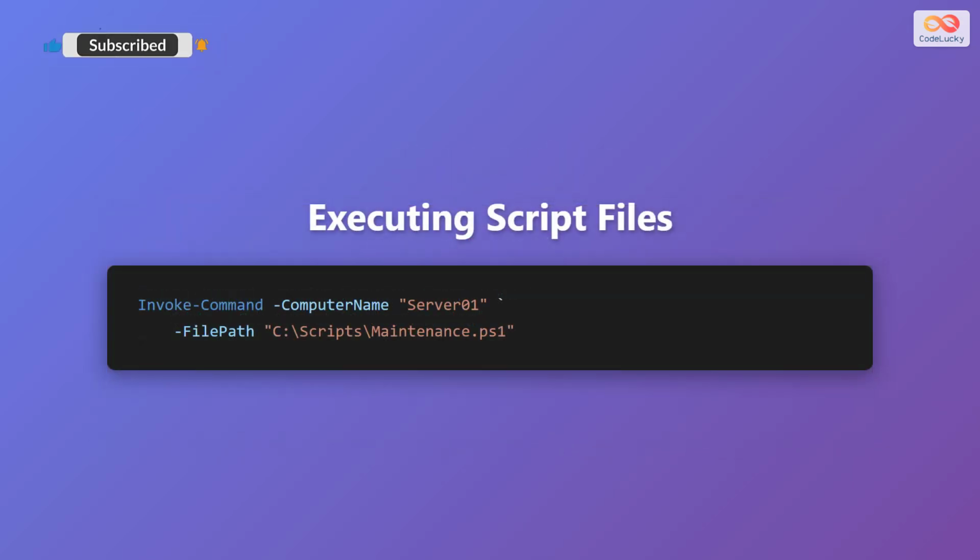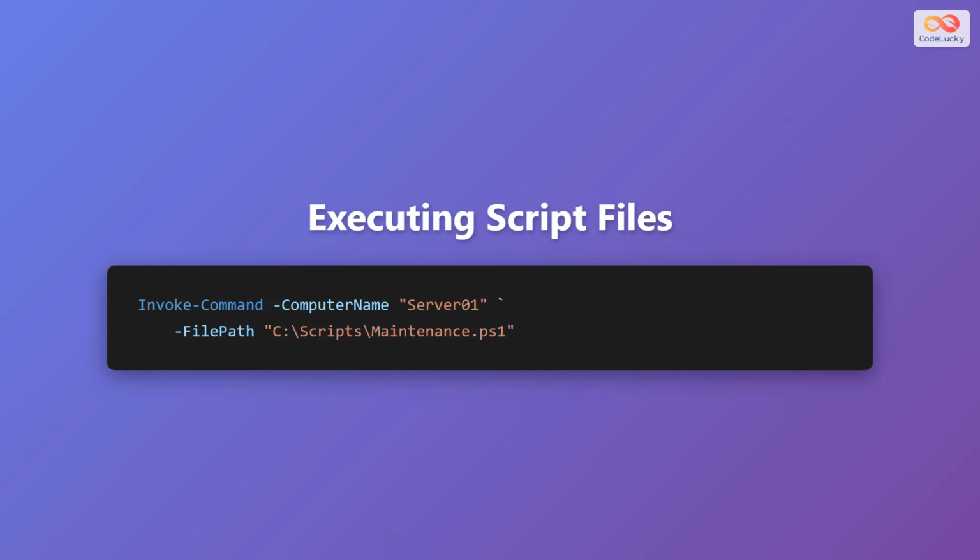Instead of writing commands directly in a script block, you can execute entire PowerShell script files that exist on your local computer. This is done using the FilePath parameter. In this example, we use Invoke-Command to run a script file called maintenance.ps1 located at c:\scripts on our local machine. The backtick at the end of the first line is PowerShell's line continuation character, allowing us to write the command across multiple lines for better readability.